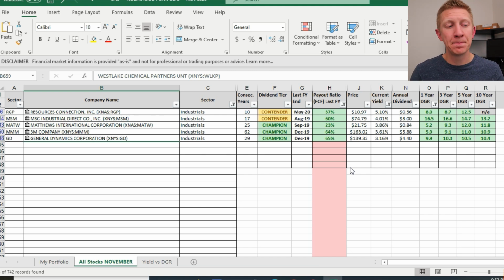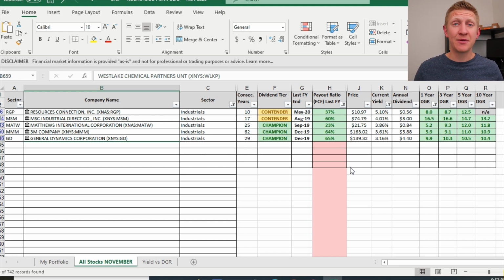And then number five here, another company in my portfolio, General Dynamics Corporation, a dividend champion, 29 years of consecutive dividend growth, a yield right now of 3.16%, and growth for the most recent year of just under 10%. And their dividend payout ratio, again, 65%. For a dividend champion, that's not as big of a deal as long as that is a stable number.